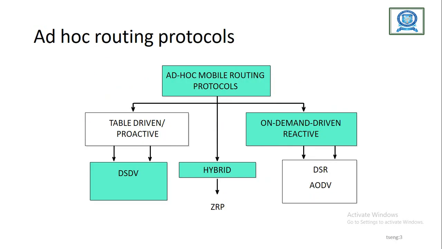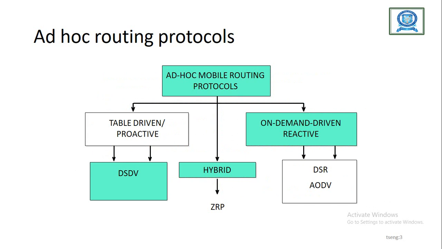This is the ad hoc network routing protocol classification. Normally we have three types of classification in ad hoc routing protocols. The first one is proactive, the second is reactive, and the third is hybrid. The other name for proactive routing protocol is table driven routing protocol, and the other name for reactive routing protocol is on demand routing protocol.